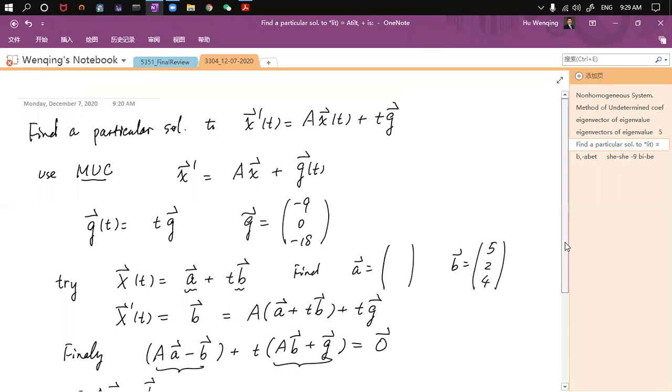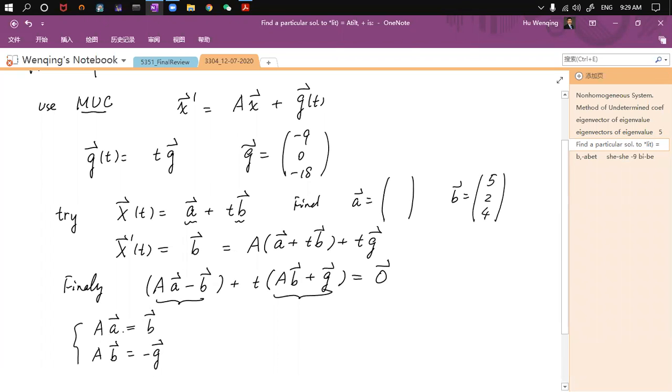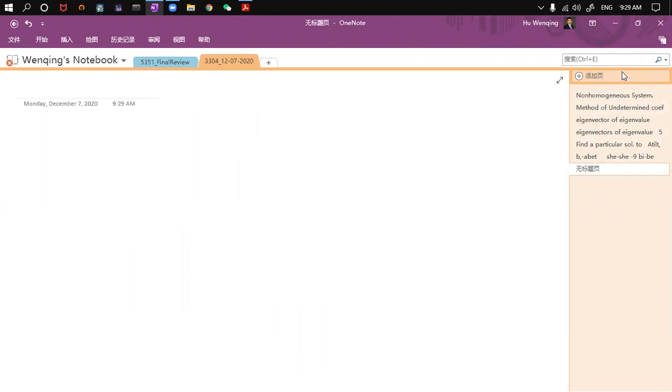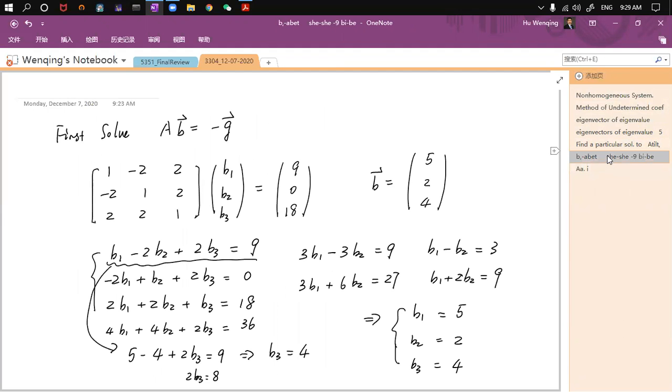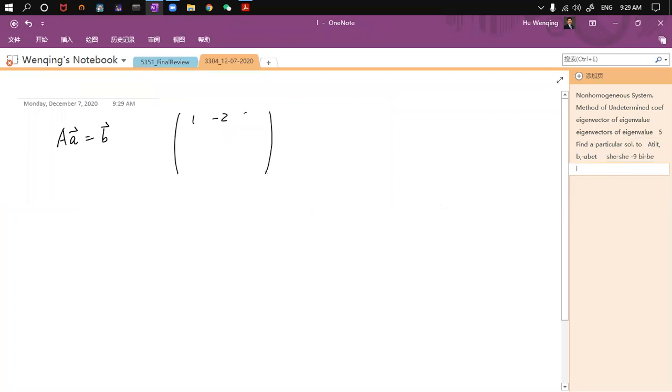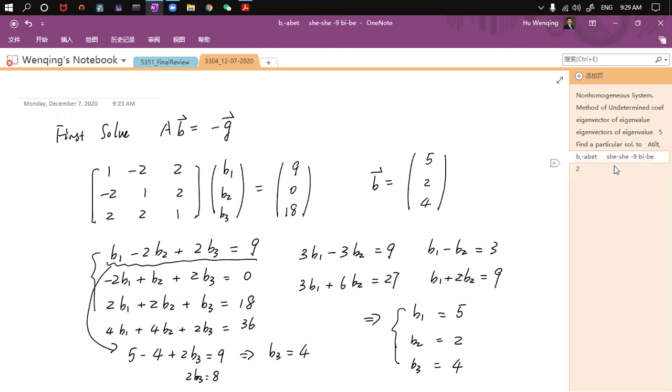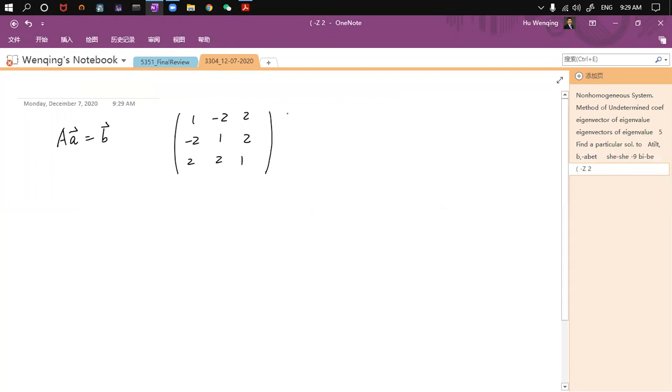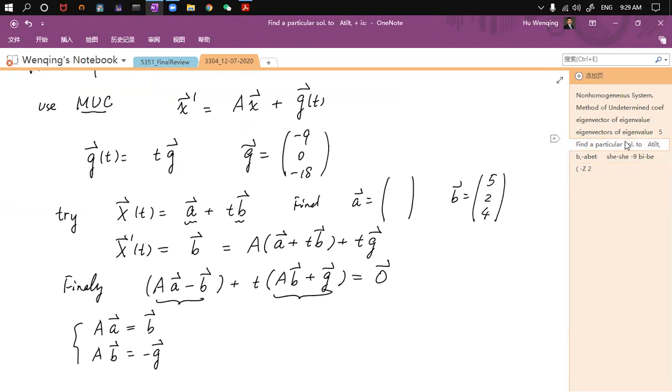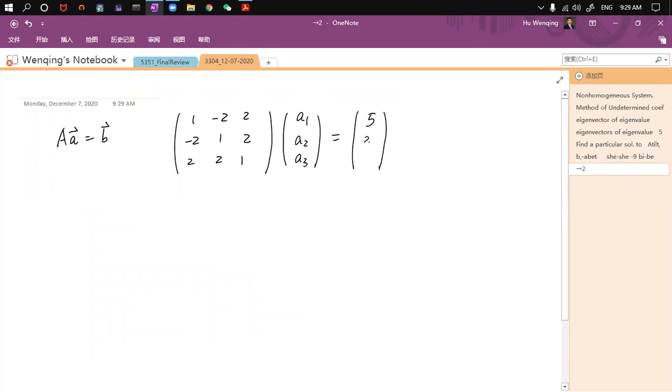Now we want to find the A vector, so you just use the first equation. A times A is equal to B. So that means the matrix A is 1, minus 2 and 2, then minus 2, 1 and 2, and then 2, 2 and 1, times the vector A, which is A1, A2, and A3, is going to be equal to the vector B, right? So what is that vector B? Well, vector B is 5, 2, and 4.